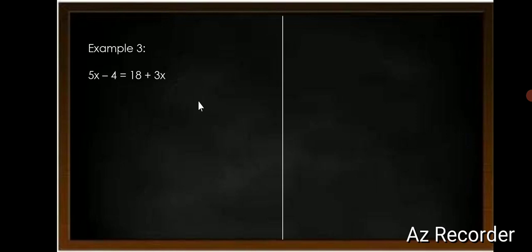Taking a look at another example, we now have 5x minus 4 equals 18 plus 3x. We've already established that variables with the same power are like terms. In other words, 5x and 3x, they are like terms. Minus 4 and 18, they are like terms. It's always preferable we move our variables to the left-hand side and the constants to the right-hand side. So if we are to move our variables to the left-hand side, this sign of equality is dividing this equation into the left-hand side and the right-hand side.